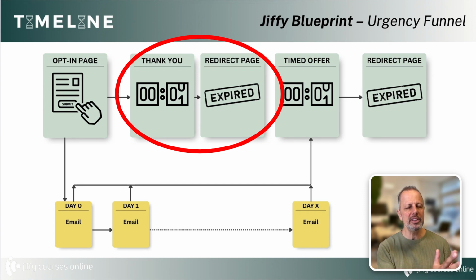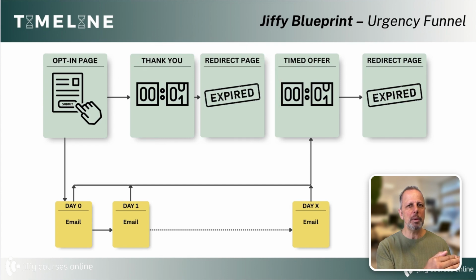So when they opt in again for the second time and say the countdown timer is already expired, they will immediately be redirected to the second page and will no longer see that special offer. So it's real scarcity. You can see how this works.